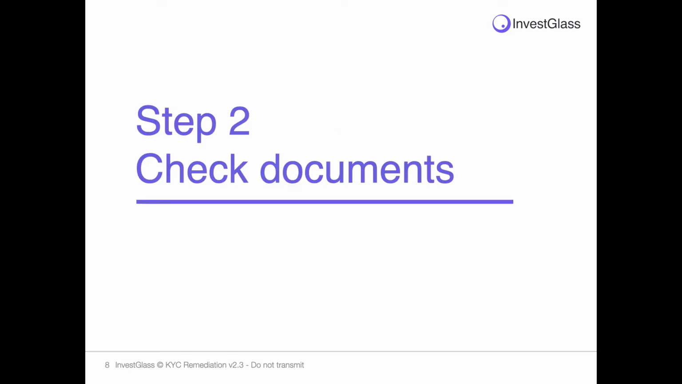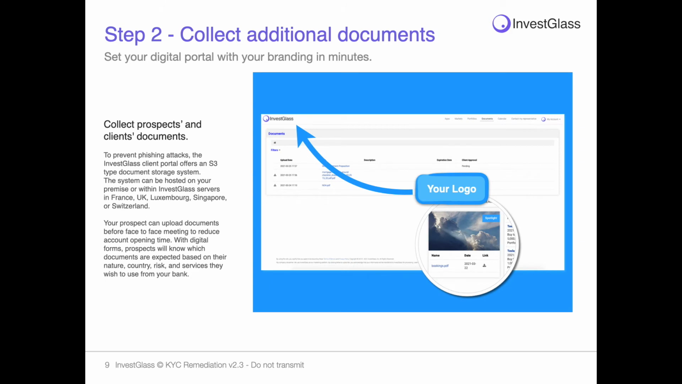Now, step 2 is checking documents. For now, we cannot suggest better than collecting the data into the InvestGlass portal. Why? Because the InvestGlass portal, which you can host either on Swiss Cloud or on your premise, is first based on S3, which is a universal technology for storing documents. And second, this will also prevent any type of phishing attacks. I mean, having all those emails flying around is very difficult and very dangerous. Using the InvestGlass portal or digital forms to collect documents, we believe, is the right way to reduce risk.